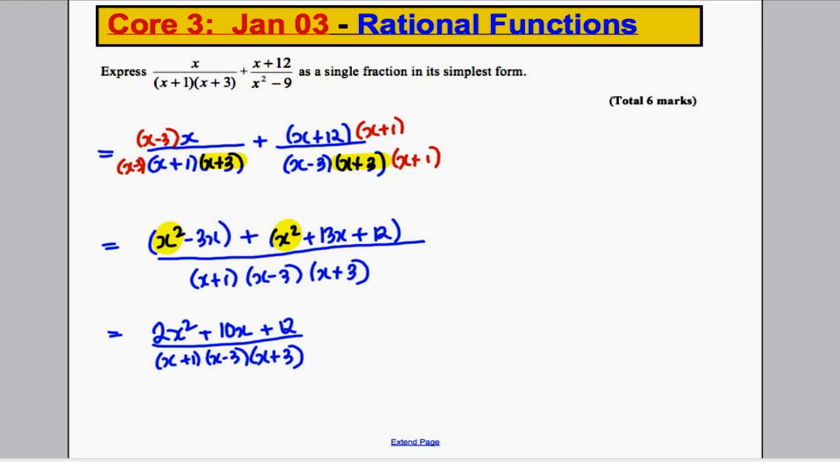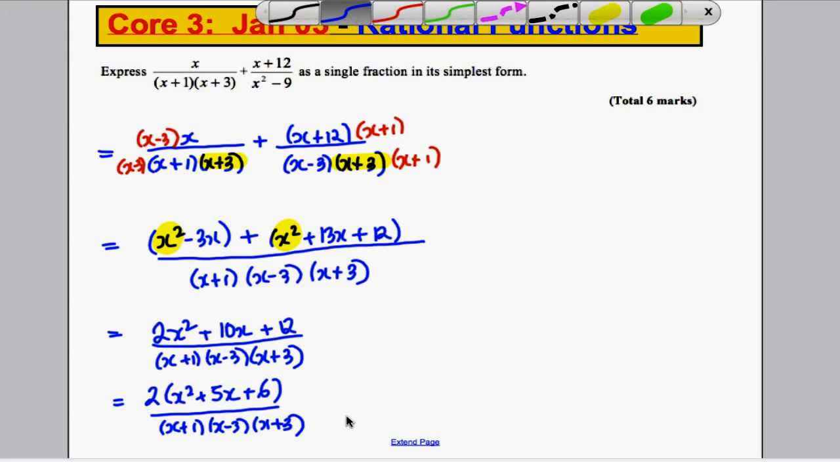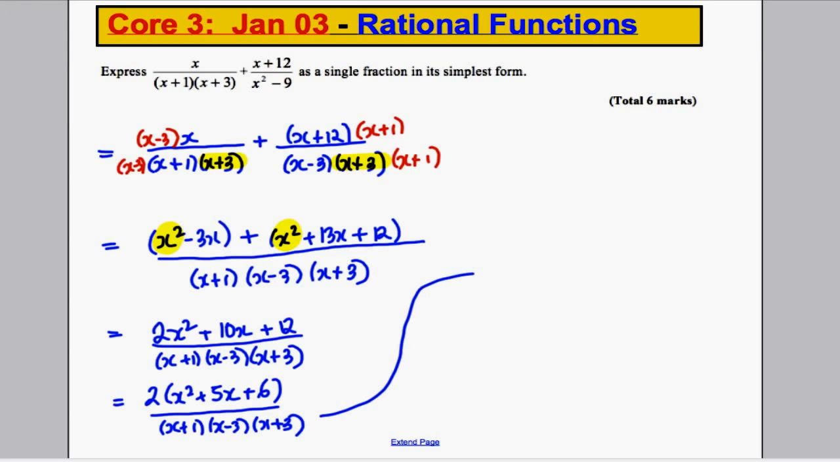Now you may think we're home dry now, but we should give an attempt at factorising even more at the end. Can we factorise this at all? Well, we could take a factor of 2 out. We'd have x squared plus 5x plus 6, all divided by x plus 1, x subtract 3, x plus 3. Can we go any further? Well, yes, we can.